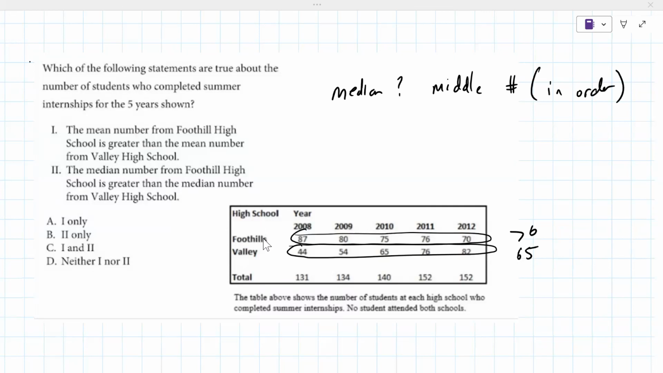So the mean from Foothill is definitely greater than Valley, just looking at the numbers. The reason I know that, and most of these questions can be done without actually calculating, is that there's more values from Foothill that are bigger than Valley. Most of them are bigger. And then the median you can calculate real quick. Okay. So these are actually both true.